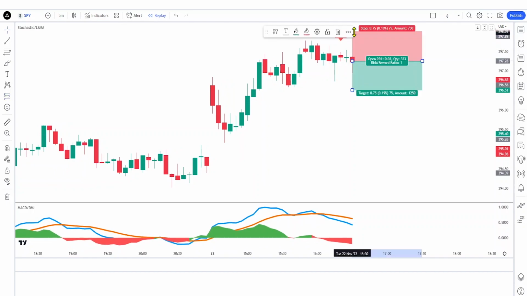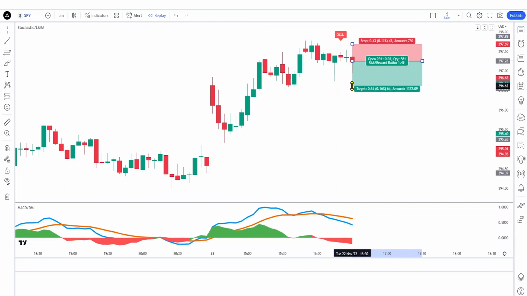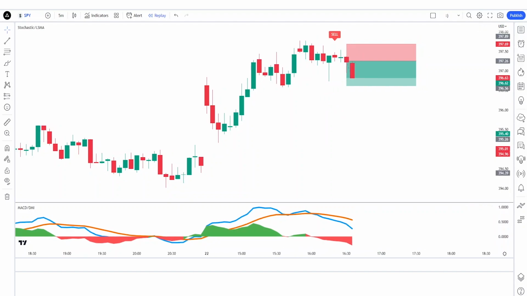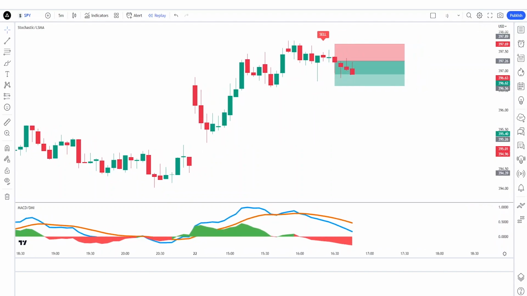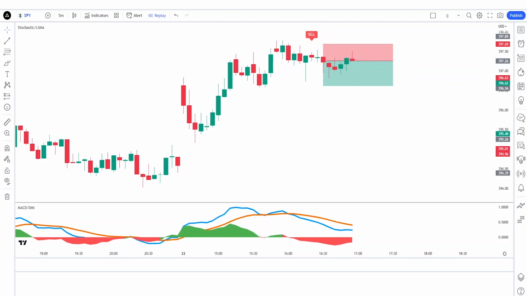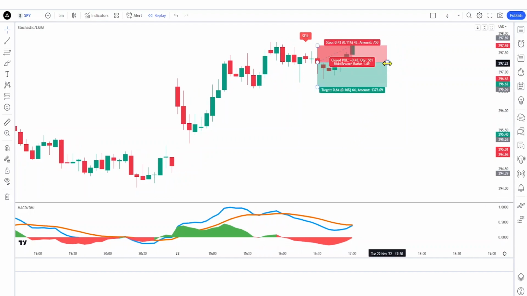We will set our stop loss to the recent market high. And our take profit will be 1.5 risk to reward ratio. So let's see how this trade goes. Unfortunately, we've hit our stop loss, so we will close this trade in a loss.